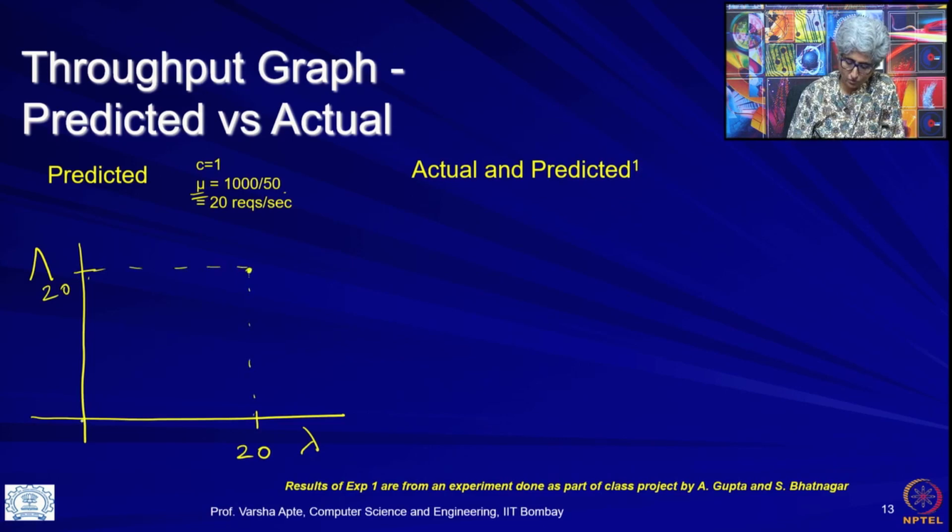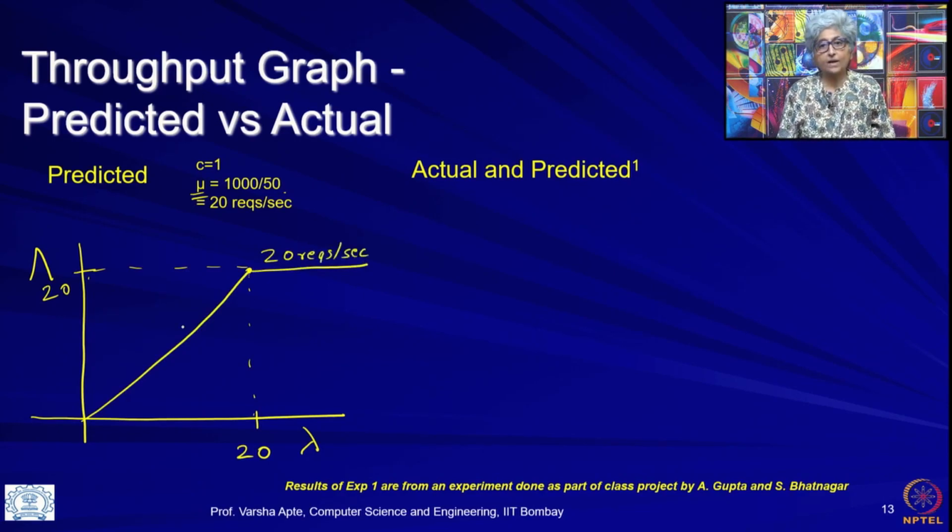Till this point, this is going to be just a straight line, and theoretically we know that this is going to flatten out at 20 requests per second. This is our theoretical prediction. Let us see what happens in the measured graph.